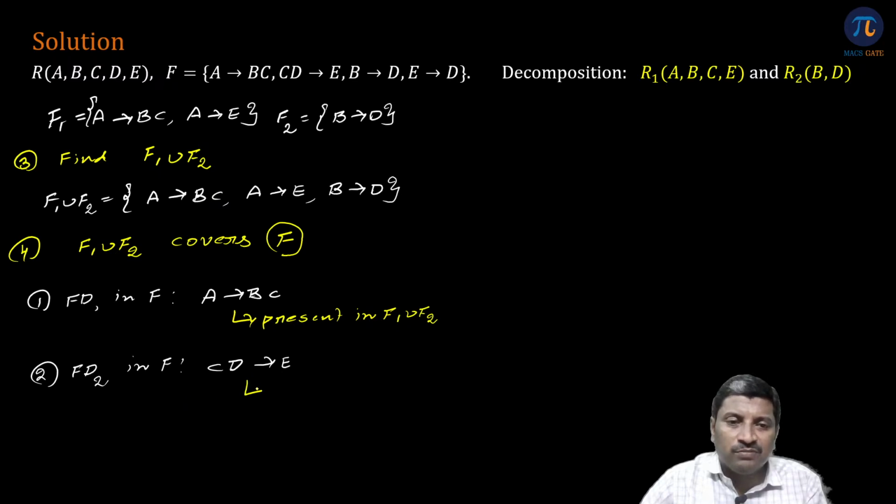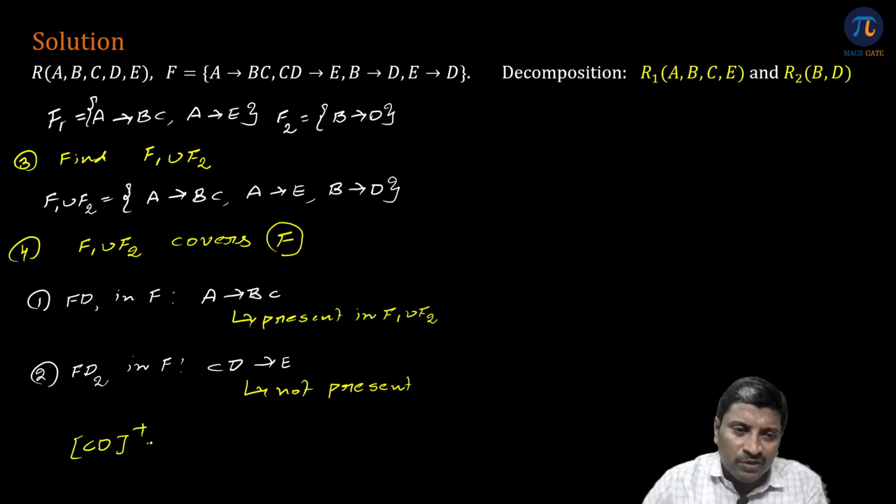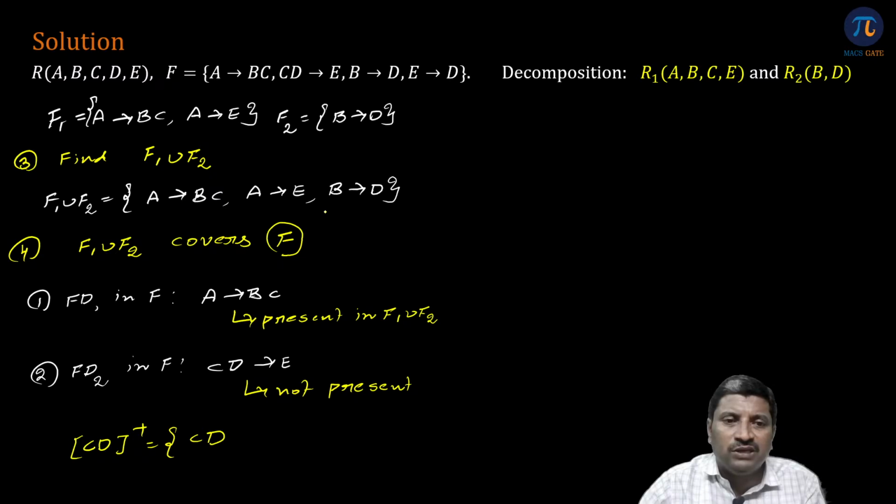Then what you need to do, sir? It is not present. So now I need to verify whether it is implied by F1 union F2 or not. What is the procedure, sir? Find the closure of CD plus. What is the closure of CD plus, sir? With C comma D, I can get CD, right? Then anything else possible, sir? Please verify it. With the C, I don't get anything, sir. So this is the only story. That means with the CD, I can write only CD.